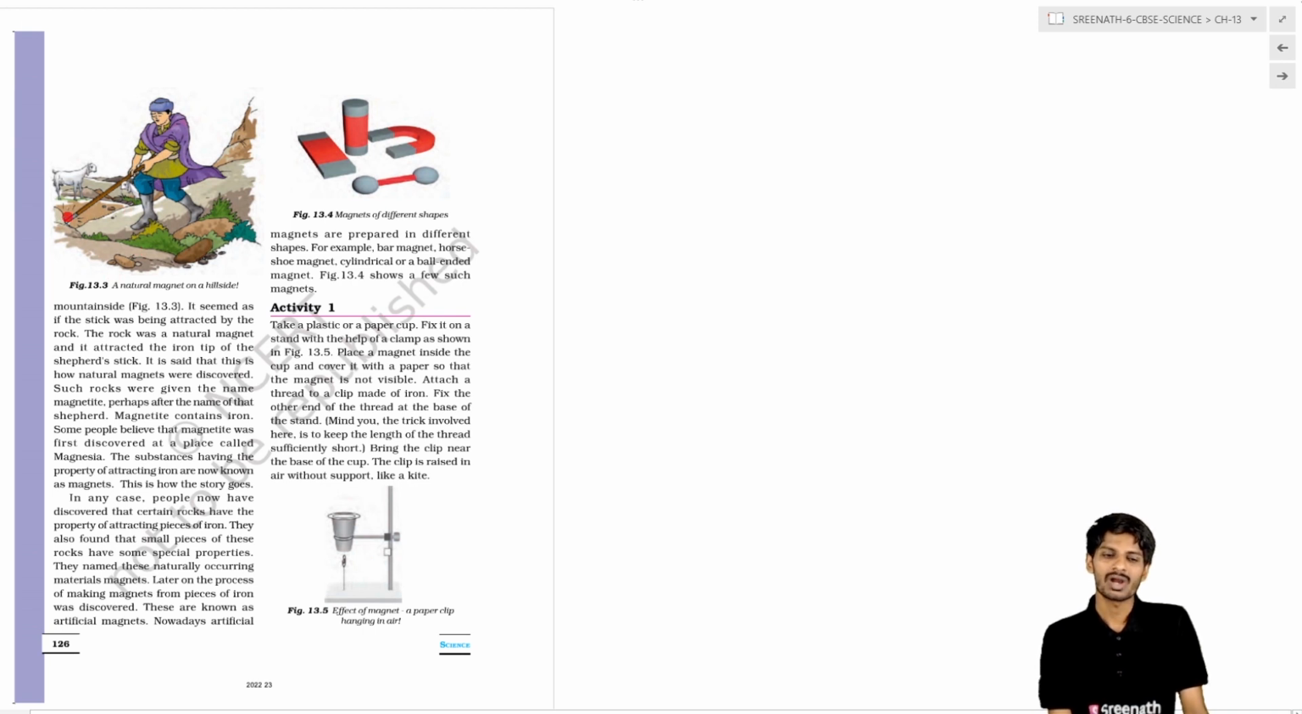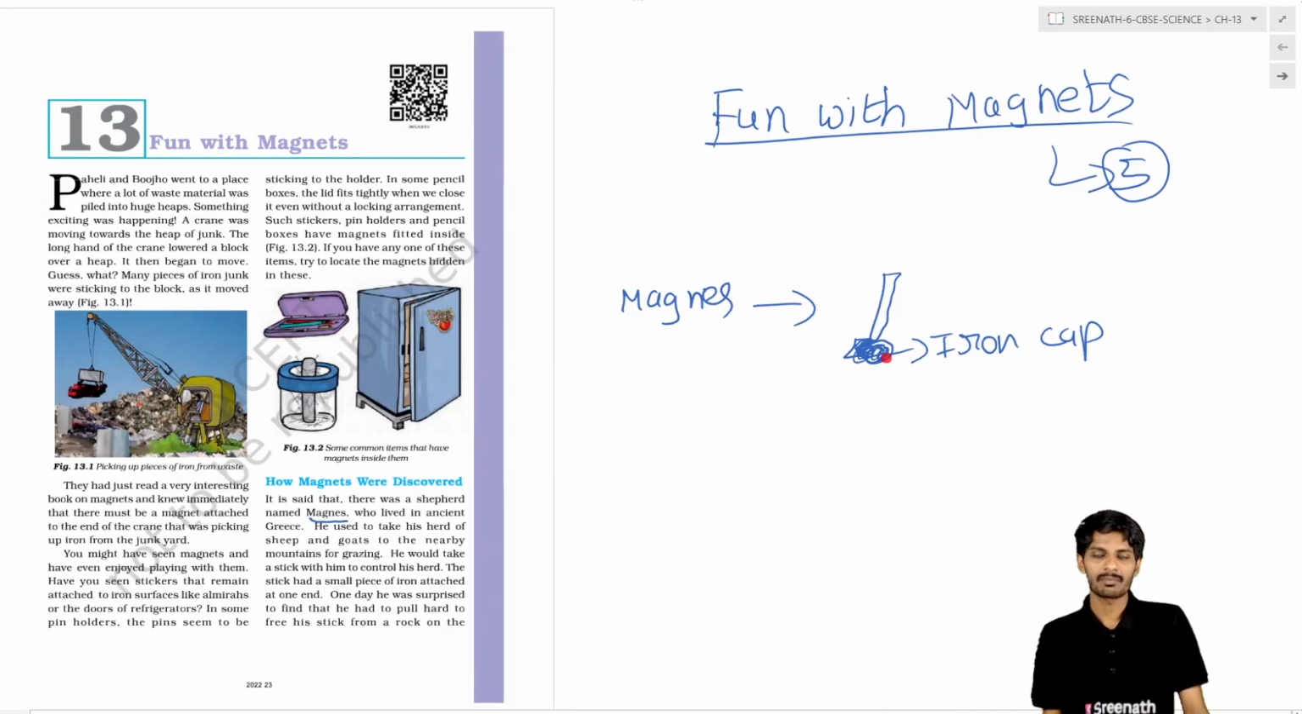So what is the stone which attracts that stick? Basically, that stick has an iron cap at the end, and that iron cap stuck to a stone. Why is that iron cap stuck to the stone? There are so many stones around.